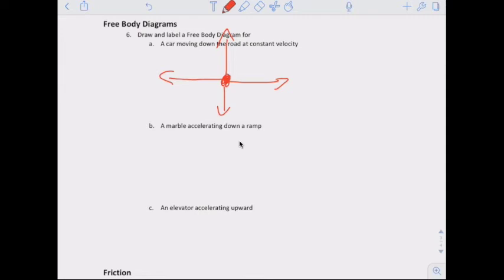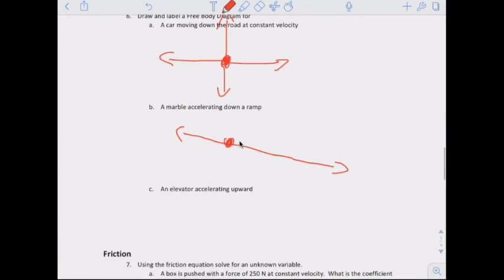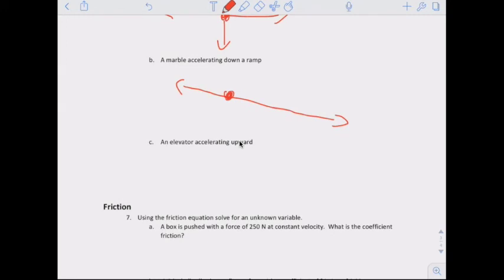B says a marble accelerating down a ramp. So what we have is a ramp and our marble. What we will show is that the arrow of acceleration should be greater going down the ramp than the friction pushing it back. So it'll have a free body diagram that looks like that. And then an elevator accelerating upward, so it's going up. So the arrow should be greater going up than going down.